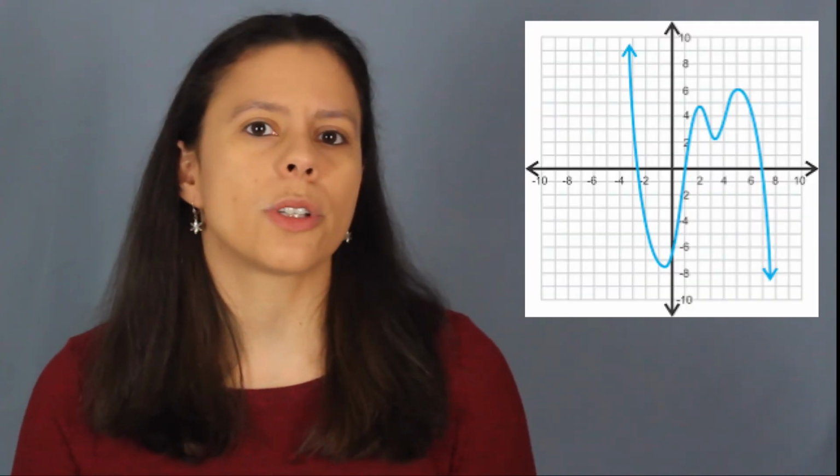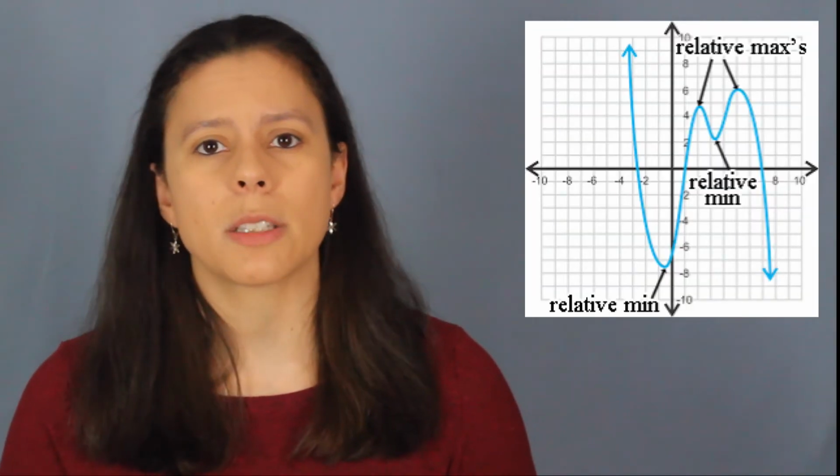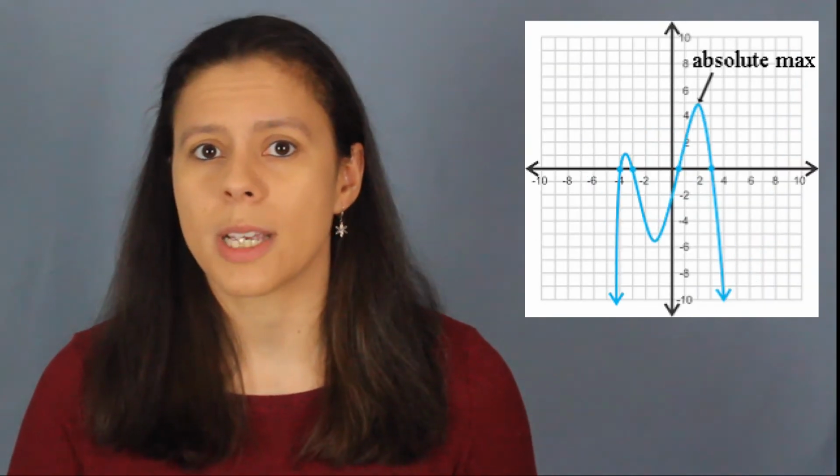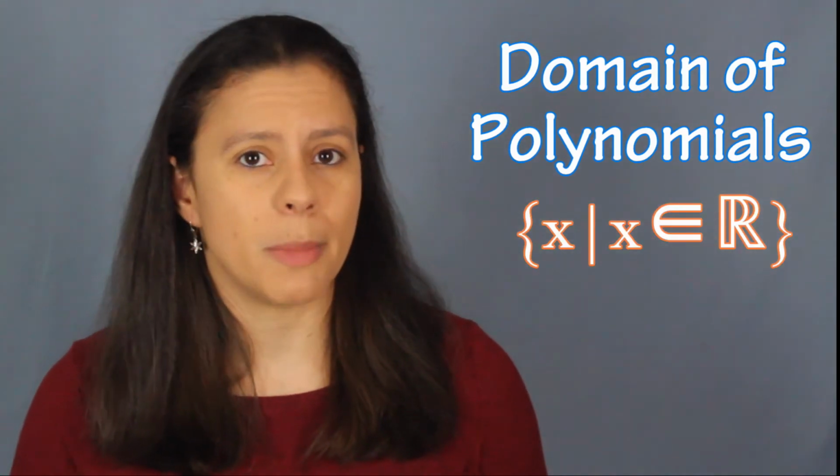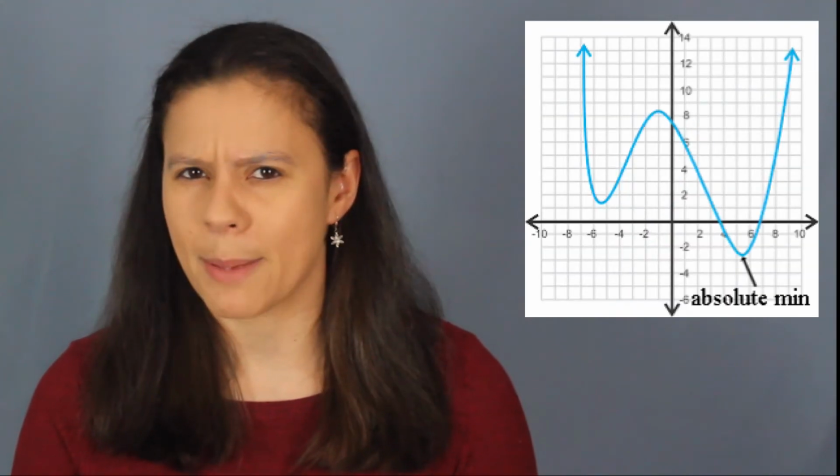Sometimes polynomials are going to have only relative minimums or relative maximums, or they will only have absolute minimums or absolute maximums. I must point out that because the domain of all polynomials is all the real numbers, meaning they go from negative infinity to positive infinity, you can never have both an absolute maximum and an absolute minimum, because that just wouldn't make any sense.